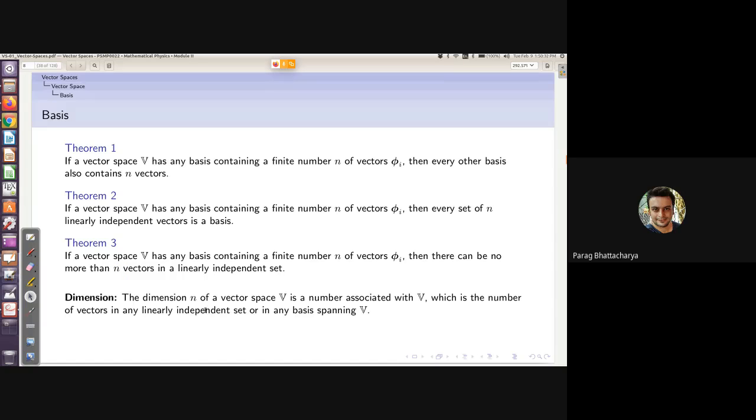Okay, so this is known as the dimension. This number n is known as the dimension of the vector space. If you ask what is the dimension of the vector space, all you need to do is count how many vectors are there in the basis. The number of vectors that are present in the basis gives the dimensionality of the vector space.